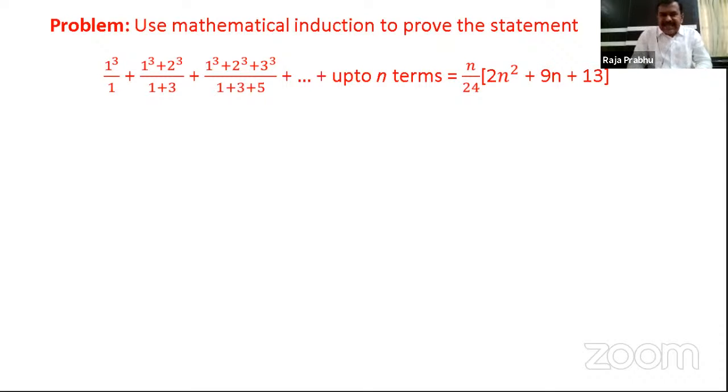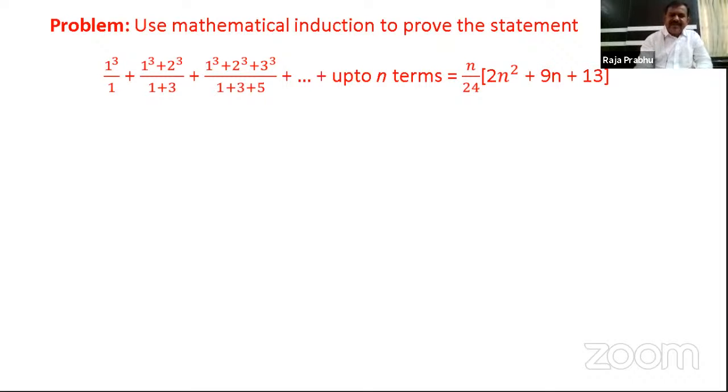In the same way, what is the nth term? The nth term will be 1 cube plus 2 cube plus 3 cube and so on up to n cube. Nothing but that will be the sum of the cubes of first n natural numbers. Okay, that is about the numerator. And what is the denominator?